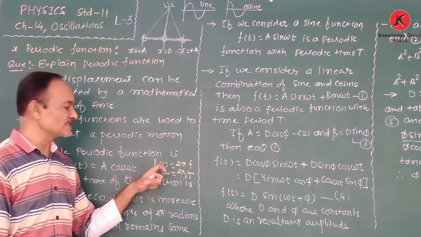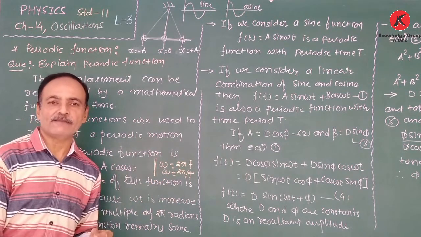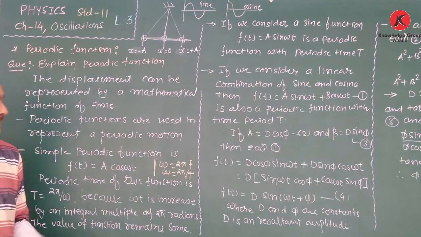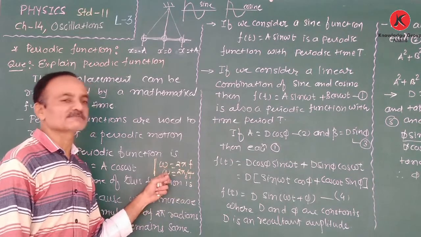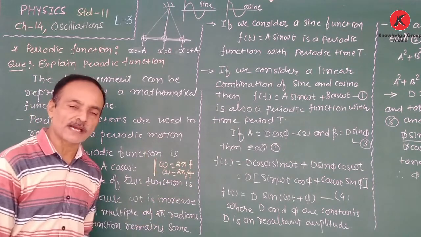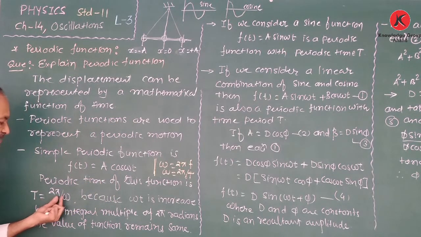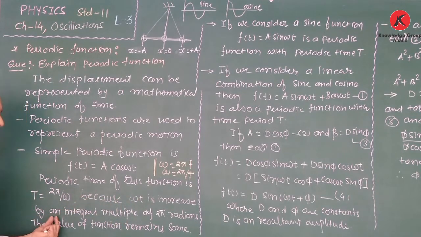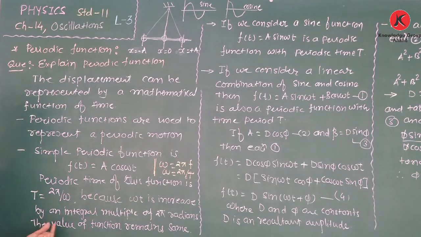Omega is the angular frequency. Omega is equal to 2 pi f, but we know that frequency and periodic time have a reciprocal relation, therefore f is equal to 1 by T. Therefore omega is equal to 2 pi upon T, so the periodic time of this motion T is equal to 2 pi upon omega. This is because when omega t is increased by an integral multiple of 2 pi radians, the value of the function remains the same.